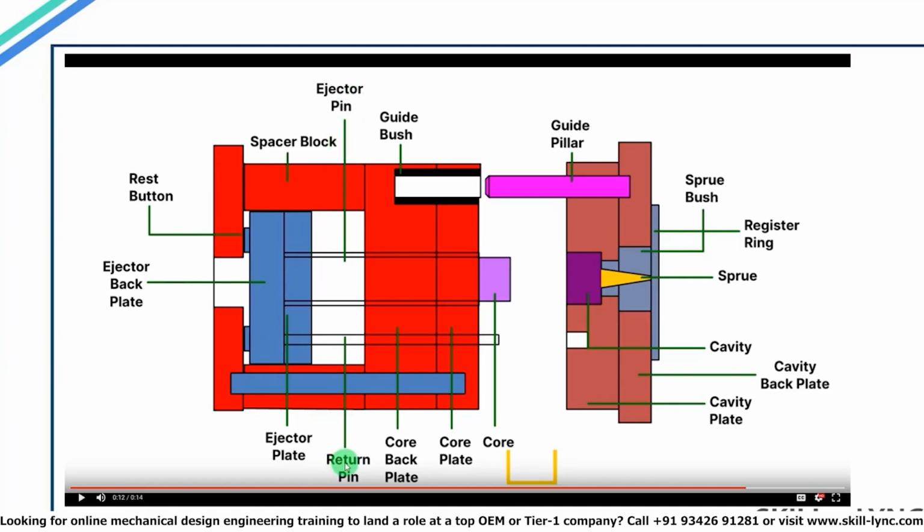And then we have the return pin. The function of the return pin is to bring back the ejector plate back to the original position. The return pin may consist of a spring that gets compressed when the ejector pins move. So when the spring relaxes, the ejector system can be brought back to its original position.